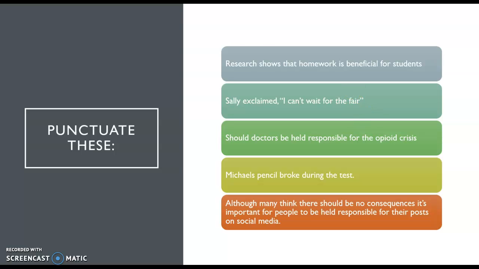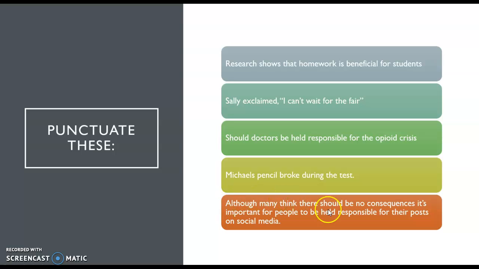Our first sentence here, research shows that homework is beneficial for students. This is just a normal sentence, so it would be best for us to put a period at the end. Sally exclaimed, I can't wait for the fair. Because she exclaimed, it sounds like she's excited, so we would use an exclamation point. Should doctors be held responsible for the opioid crisis? This is a question, so we would use a question mark. Michael's pencil broke during the test. The word Michael's needs an apostrophe to show possession.